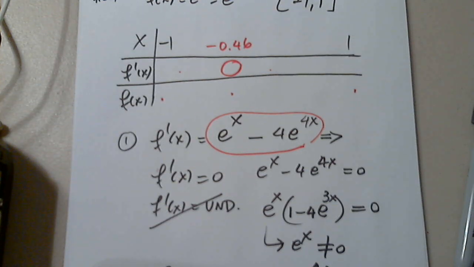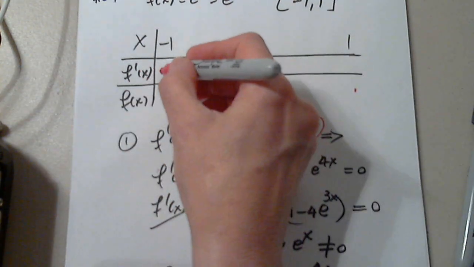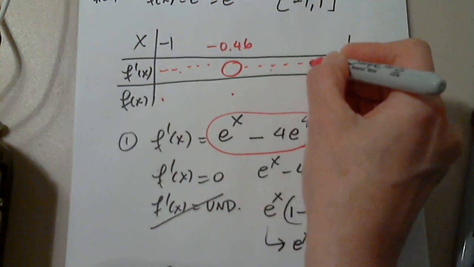What is going on? What did I put in? e to the x minus e to 4x. So is it possible? I guess it is possible. We'll see in a moment. So it appears that both are negative. Fine. We'll see. The moment of truth is coming up in a second.